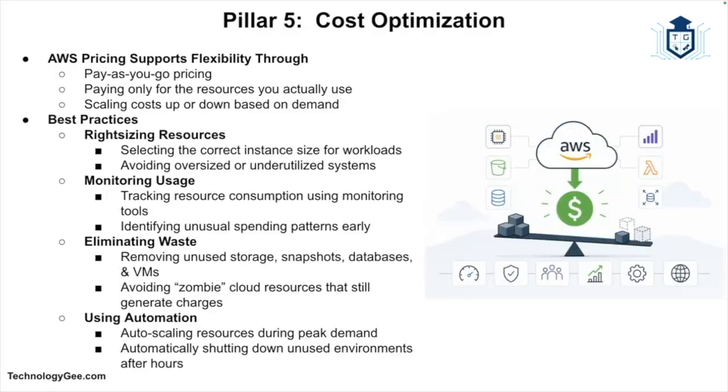Then there's pillar number 5, and we're talking about cost optimization. And this is everyone's favorite pillar because nobody likes surprise cloud bills. And cost optimization is focused on getting the best value for your money. And key practices include pay-as-you-go pricing, right-sizing resources, monitoring usage, and eliminating waste.